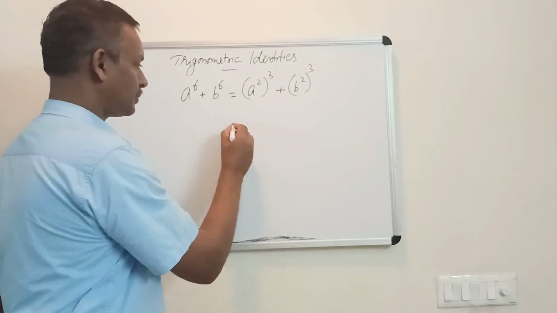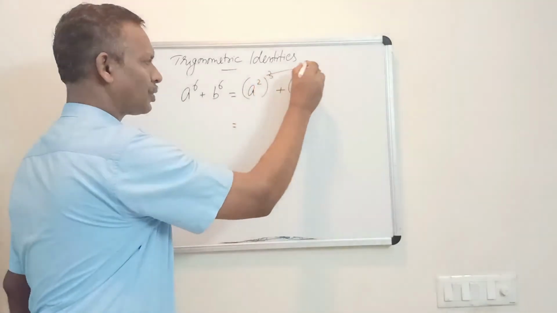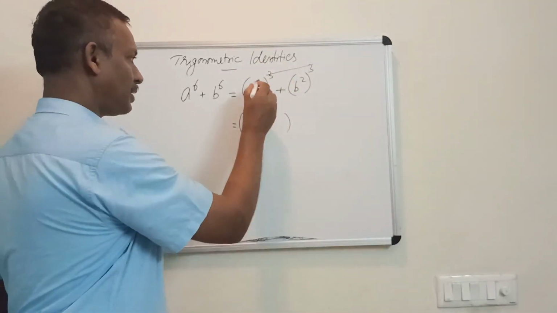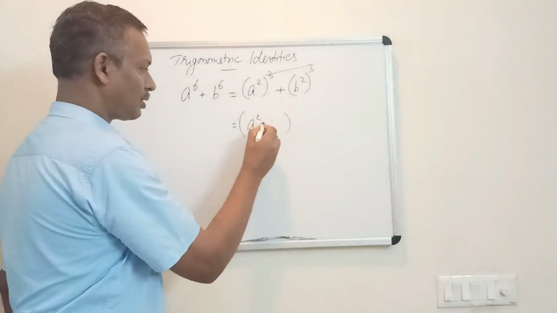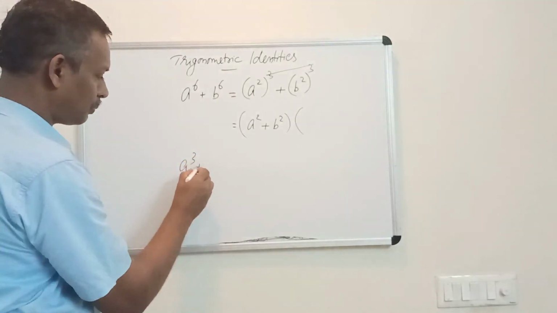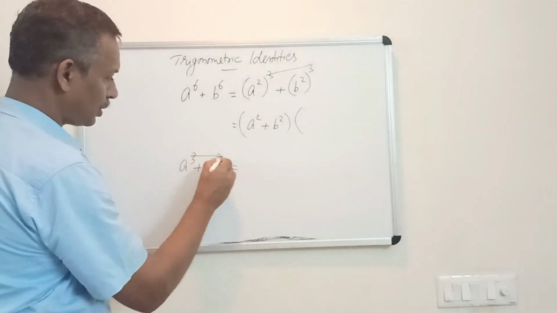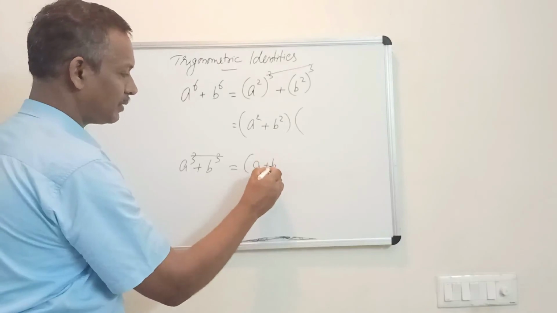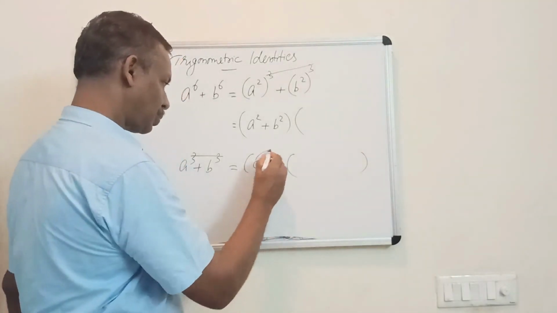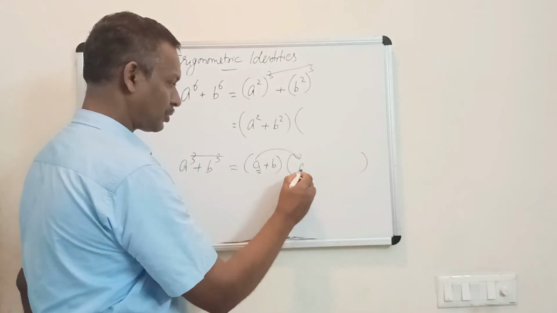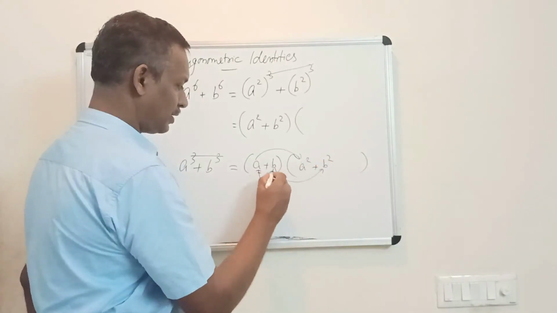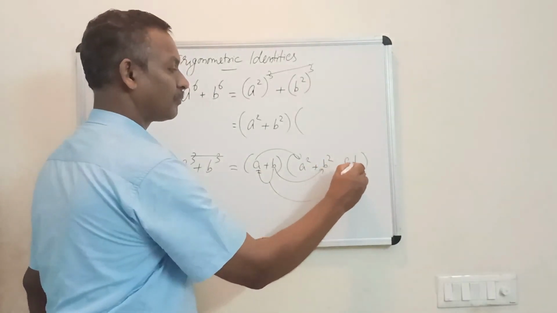This can be written as, after removing the cubes, you can make the first bracket as a cube plus b cube. But the inner square you have to write a square plus b square. Follow this identity: a cube plus b cube is equal to, remove the cube and form the first bracket a plus b. And the second bracket is its square, whatever is coming here, its square plus the second one square, and multiply these two and write at the end.